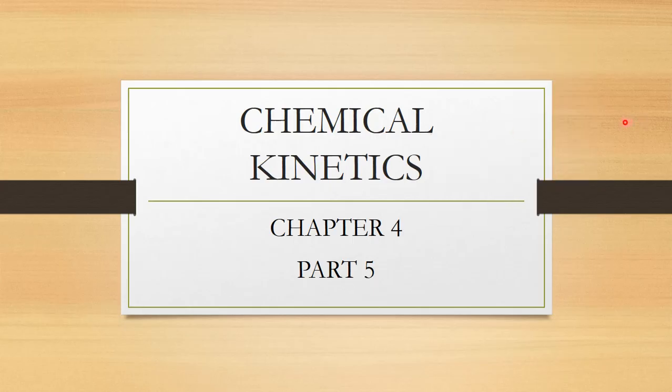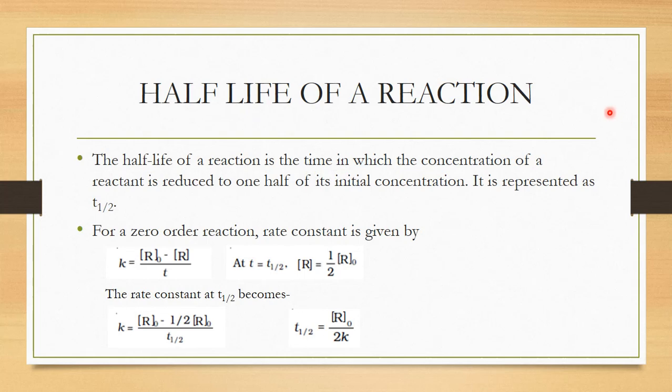Good morning, students. Let us start with the next part of the chapter Chemical Kinetics. We had done the integrated rate equations. Today we will talk about half-life of a reaction. Half-life of a reaction is the time in which the concentration of a reactant is reduced to 1/2 of its initial concentration. It is represented as t half.